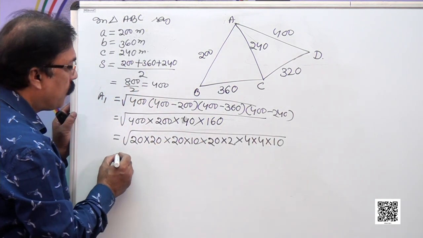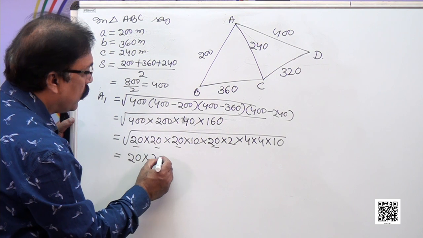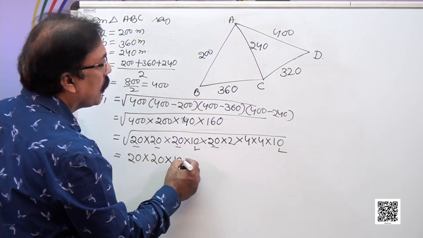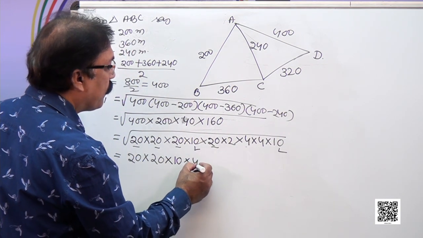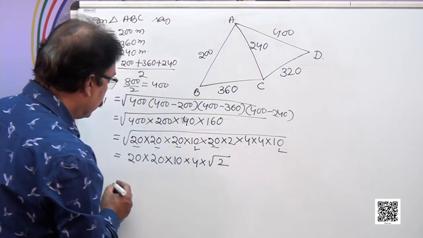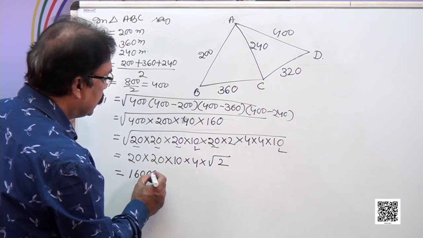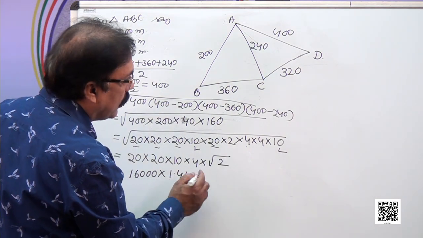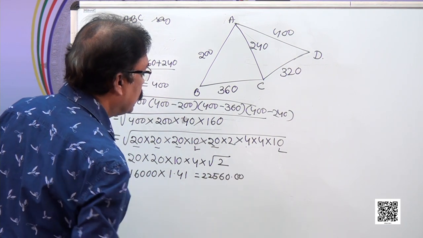Now, how many 20s are here? We have four 20s. So, take 2 20s, 20 into 20. How many 10s are there? You see 2 tens, so we can take 1 ten here. We have 2 fours, so we can write 1 4, and we have only 1 2. So, we can write square root of 2. So, from this, we get it is 16,000 into 1.41, say up to 2 decimal places, value of root 2 is 1.41. So, this will become 22560.00.